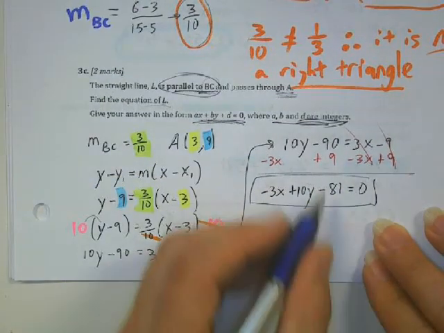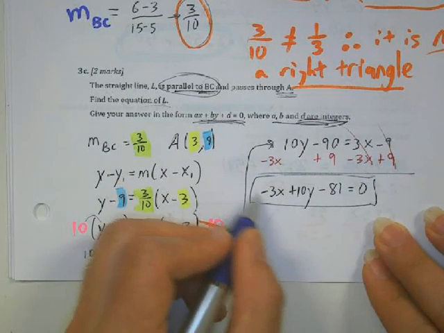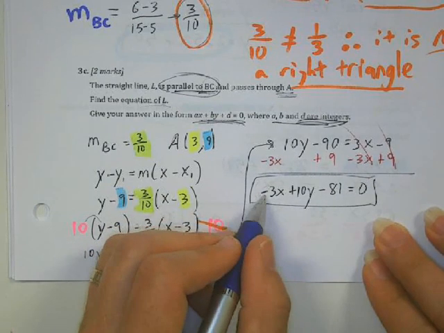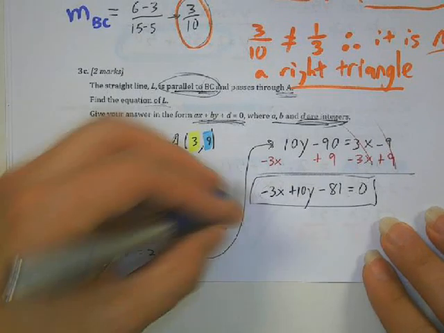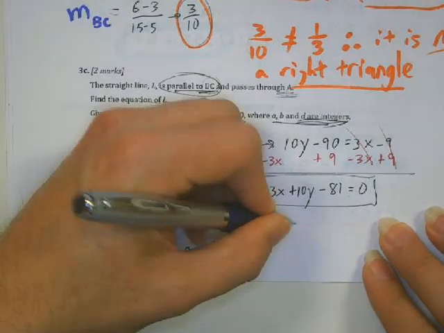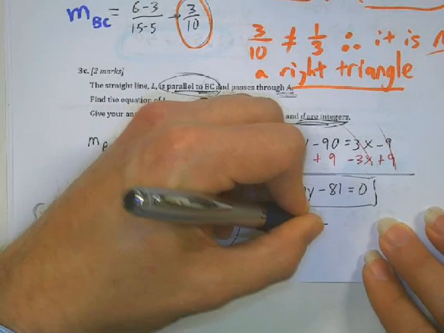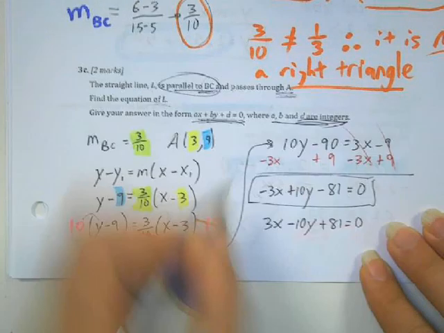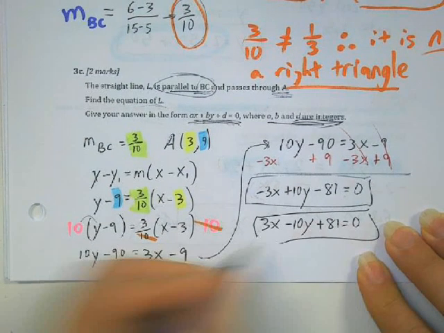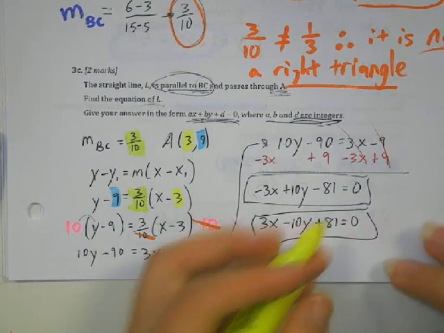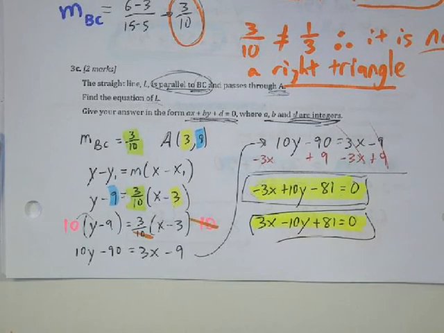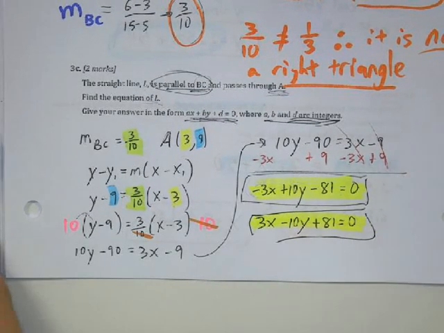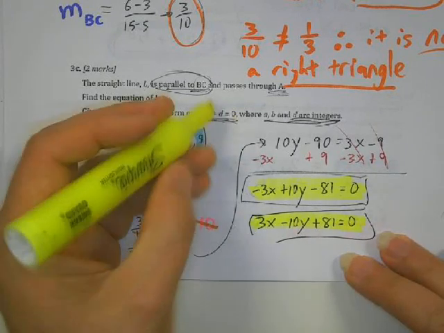Now, on the IB test, we really prefer to have this x coefficient positive. So if I multiply everything by a negative, I would have 3x minus 10y plus 81 equals 0. But honestly, both of these answers are correct. And if you were doing this on my test, I'd give you full credit for either of these answers. And these are the answers in this form.